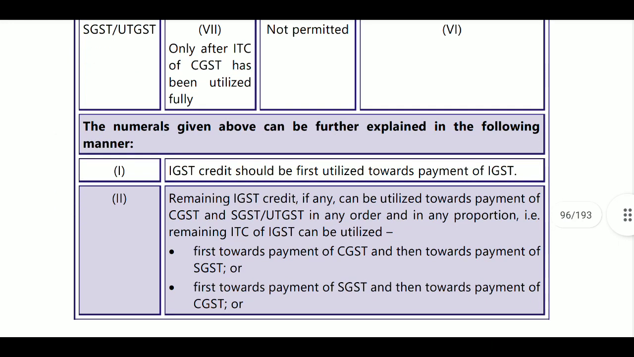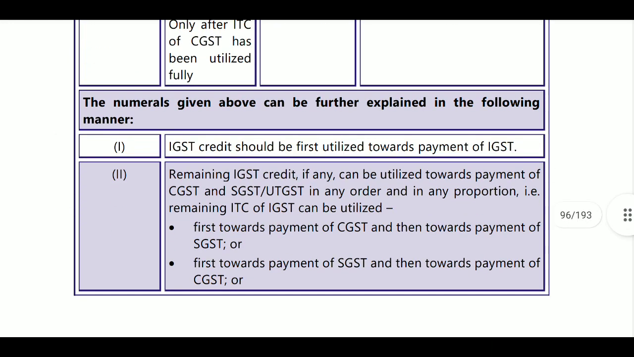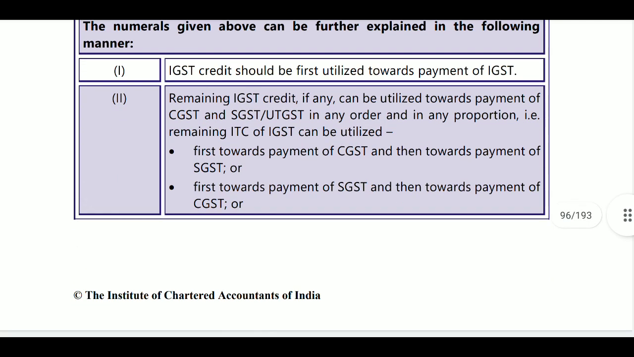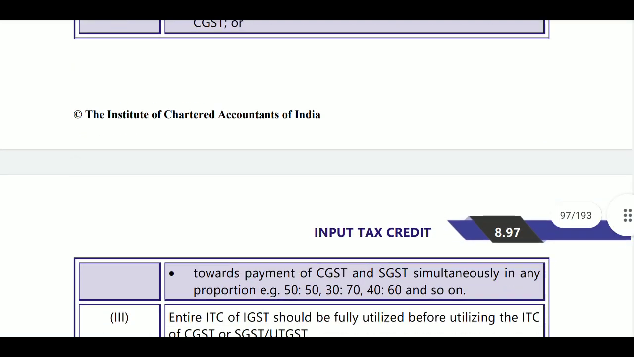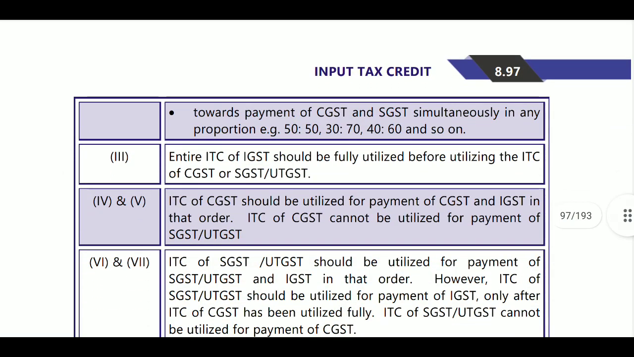To summarize, IGST credit should be first utilized towards payment of IGST. Next, remaining IGST credit, if any, can be utilized towards payment of CGST, SGST, UTGST in any order and in any proportion. Remaining ITC of IGST can be utilized first towards payment of CGST and then towards payment of SGST, or first towards payment of SGST and then towards payment of CGST.